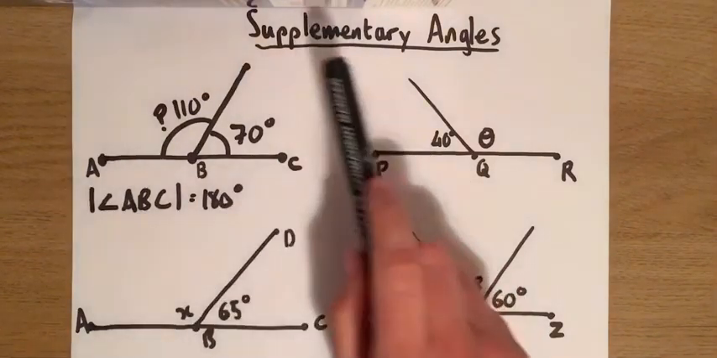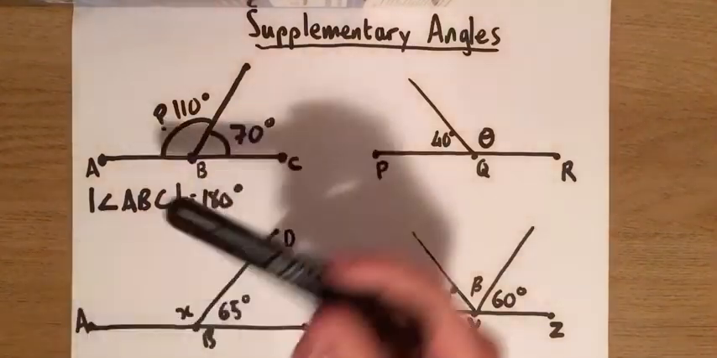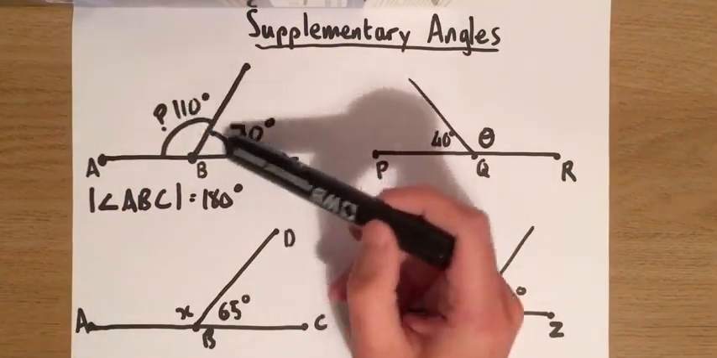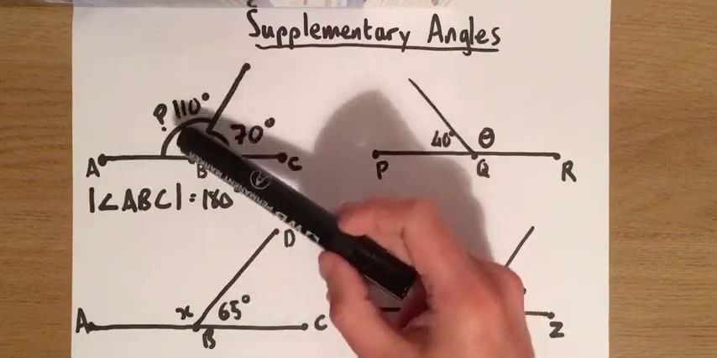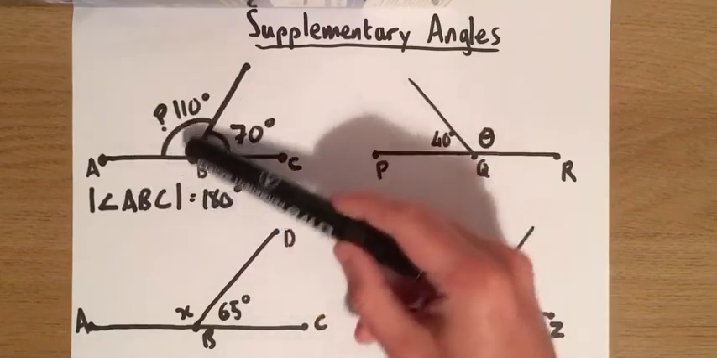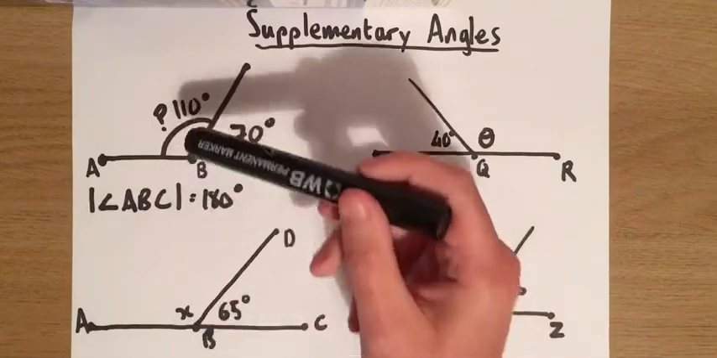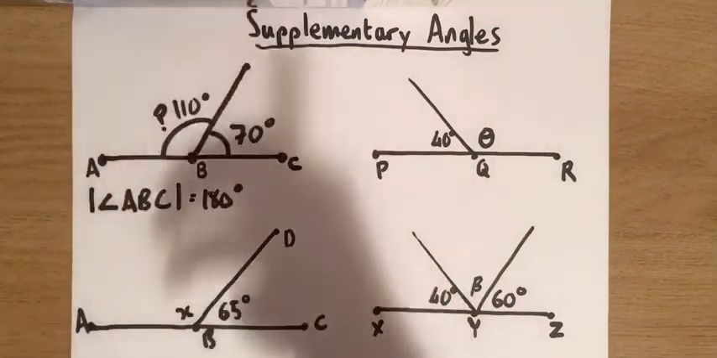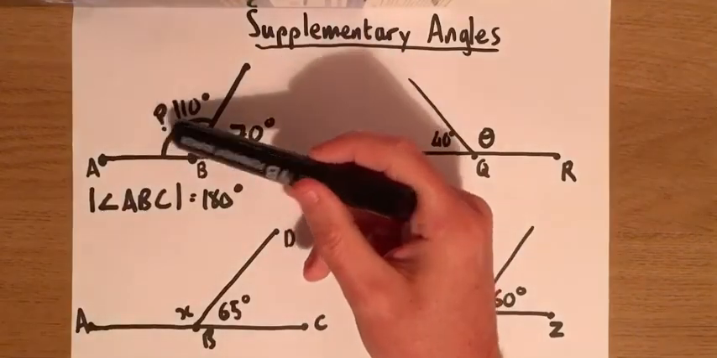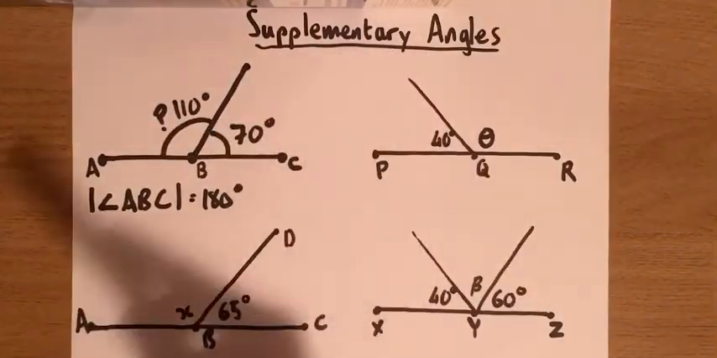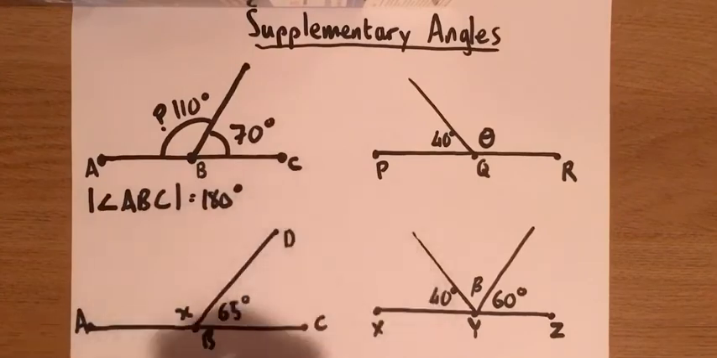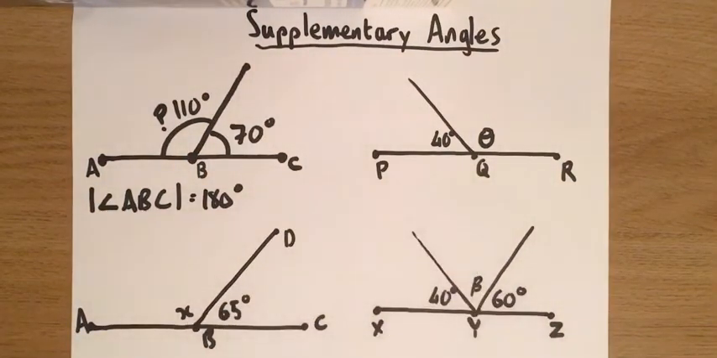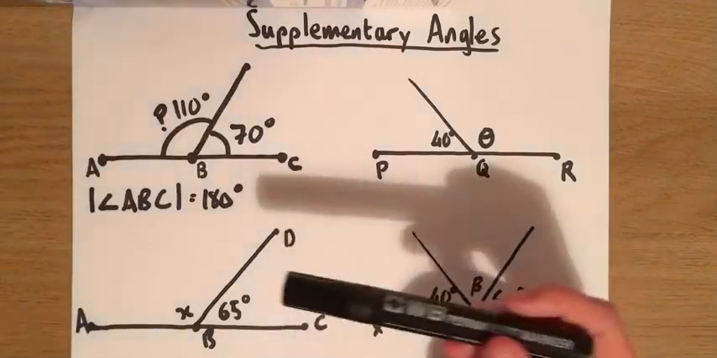So all supplementary angles is two or more angles that add up to 180 degrees. So you break a straight angle up into two or more angles, and the angles you get are called supplementary. So supplementary angles is when you split a straight angle up. Supplementary angles add to 180 degrees. So you can use this then to solve questions.